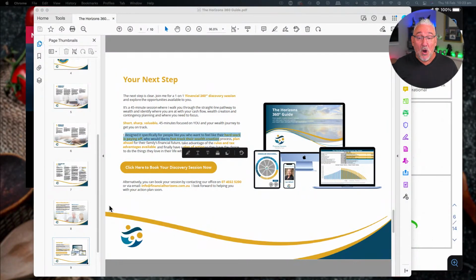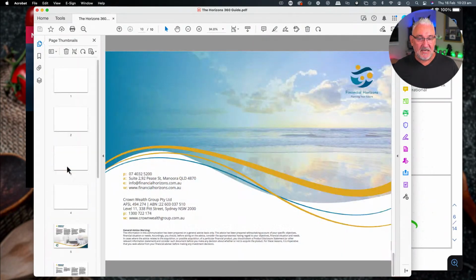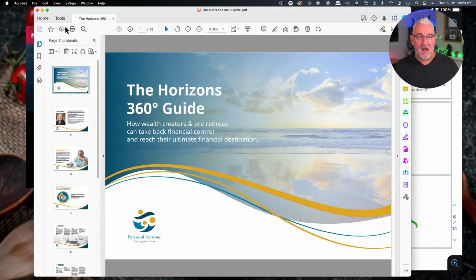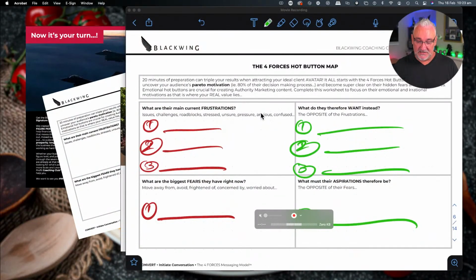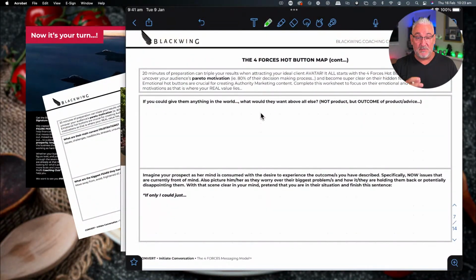Okay, but what I'm trying to get at here, so that's the lead magnet that she created simply because she got her head around the Four Forces hot button map. Okay, so I've got another little bit here. Part of what we also did was, if you could give them anything in the world, what would they want above all else? Not product, but outcome of your product or advice. And then I got her to build a little story, and then we translated that and beefed it out a little bit, padded it out a little bit, and we got it into that lead magnet.